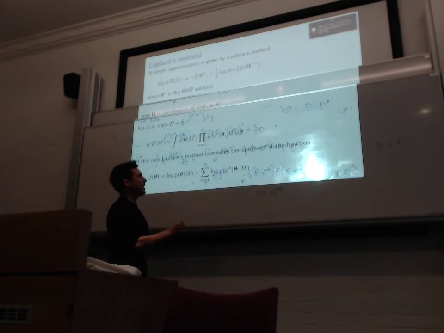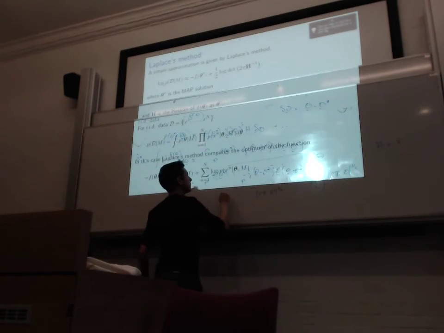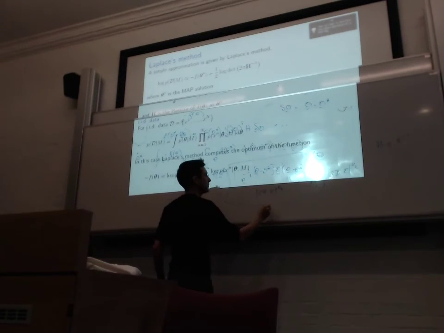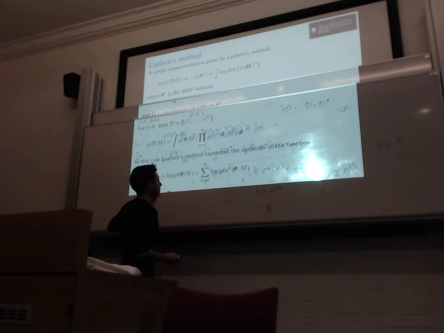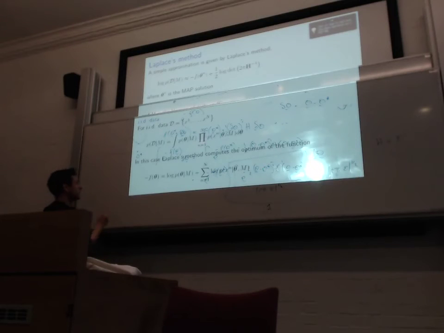So this term now here is going to simplify. What would that be equal to? 1, right? That's just 1. Okay, so that's nice. So we get a very simple expression. So this is approximately e to the minus f of theta star times 2 pi sigma.